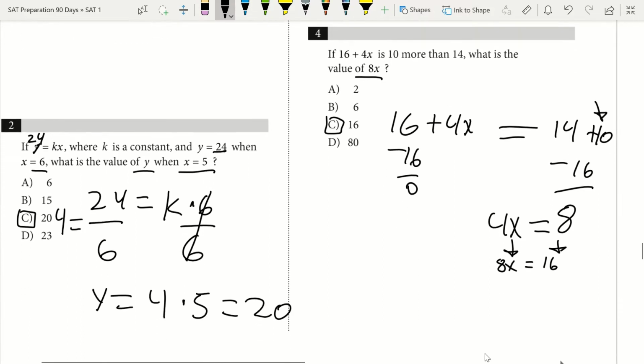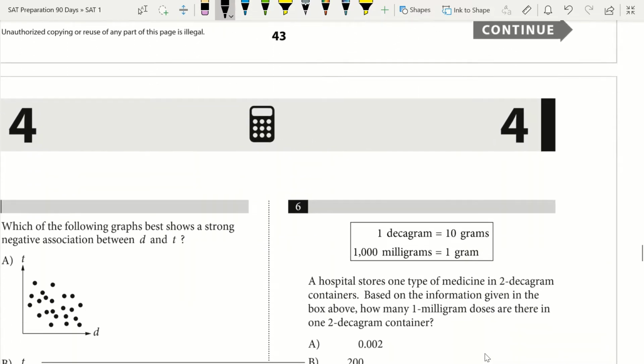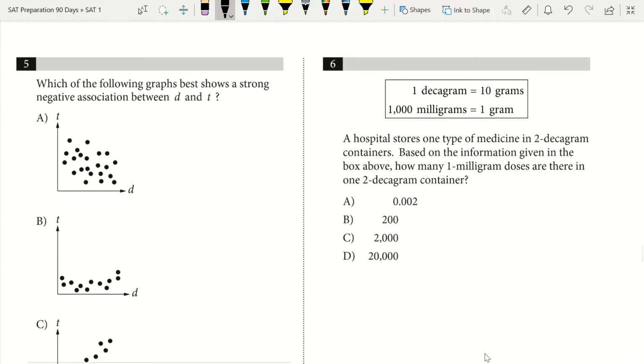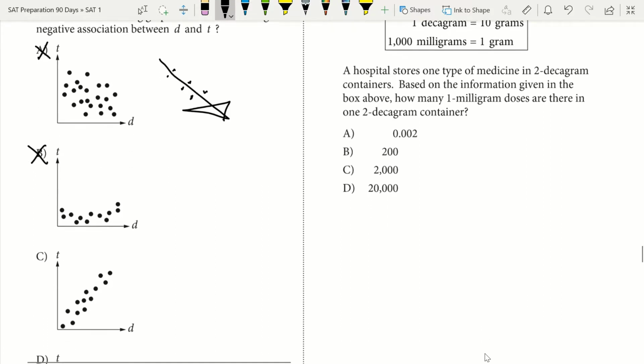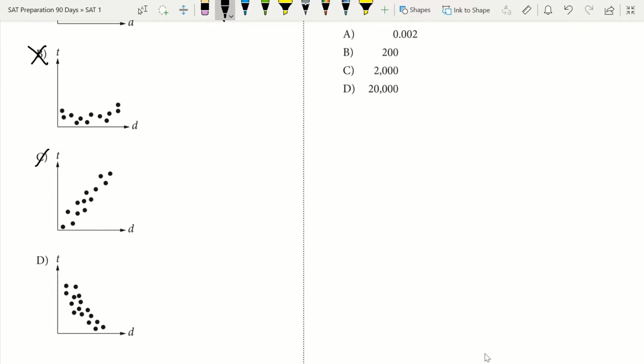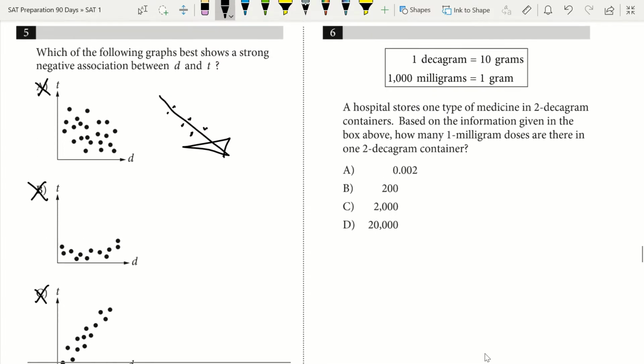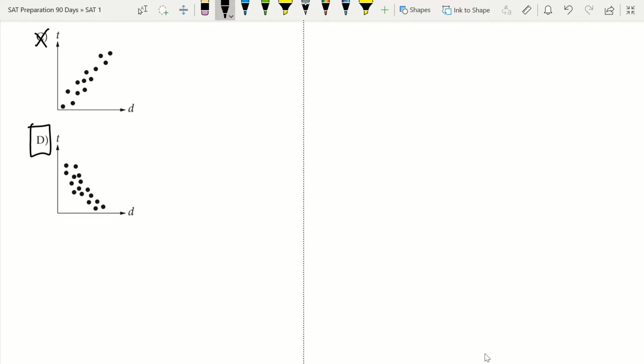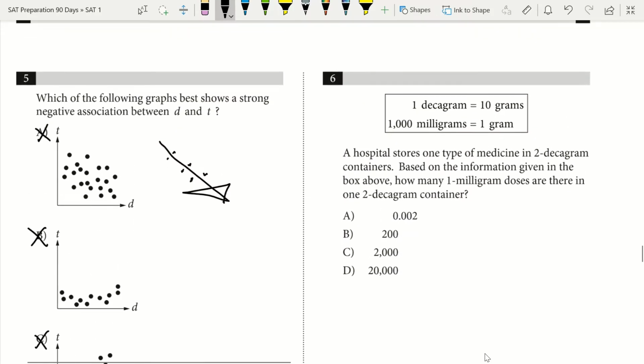Now we've got question 5. Which of the following graphs best shows a strong negative association between D and T? A strong negative association will look like this, with the dots very close together and downward sloping. So B is wrong. A is a weak negative association. C is a strong positive, and D is a strong negative. So our answer is choice D. That's a strong negative association right there.